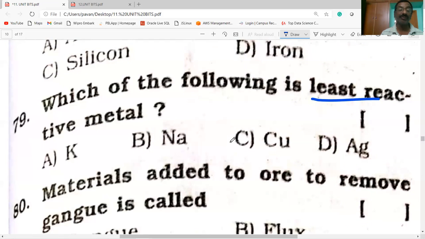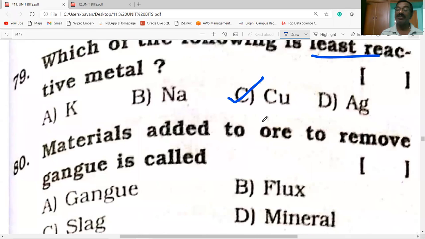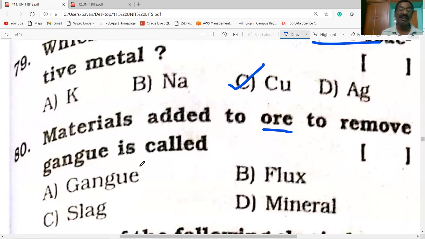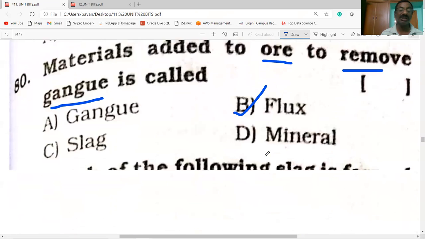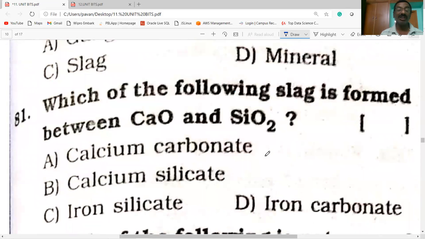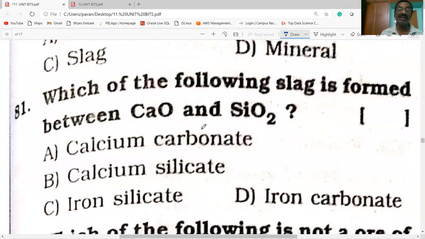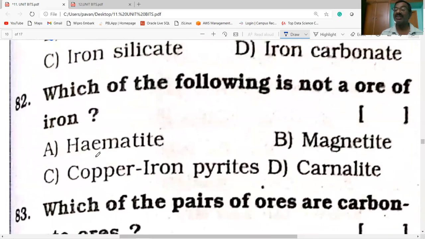Least reactive copper. Materials added to ore to remove gangue are called flux. Which of the following slag is formed when CaO and SiO2 react? CaO is a basic flux, SiO2 is an acidic impurity, gangue. The two combine to form calcium silicate slag. Next one, which of the following is not an ore of iron?